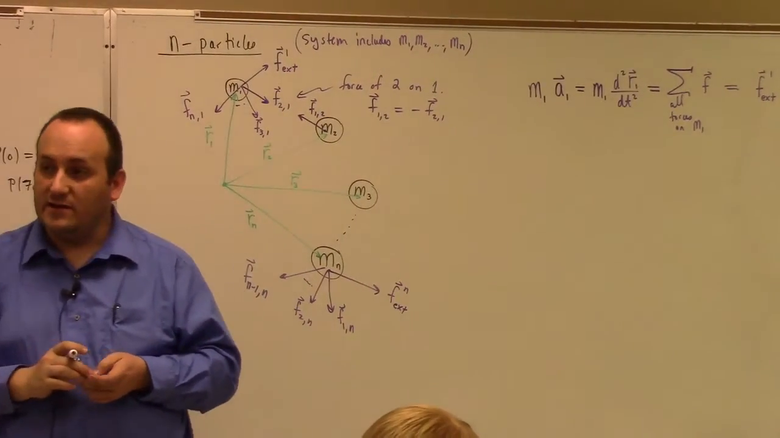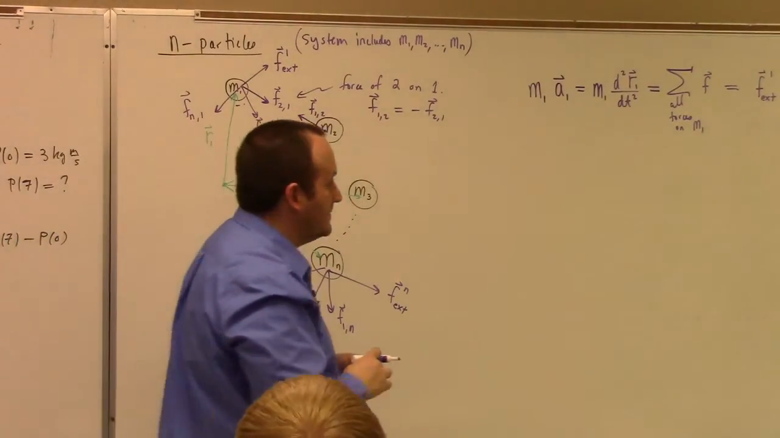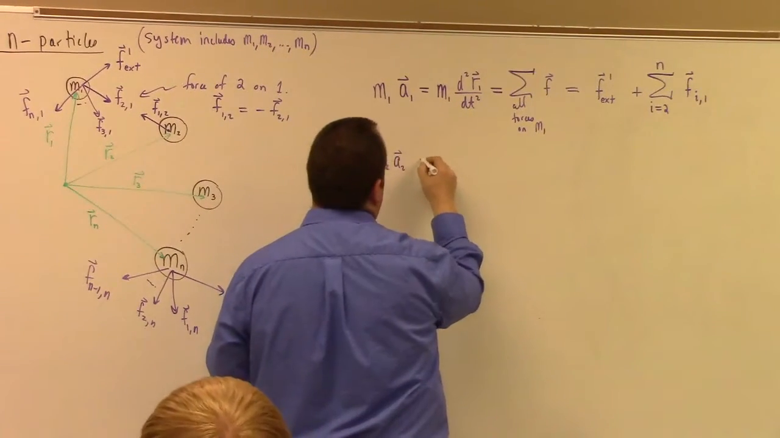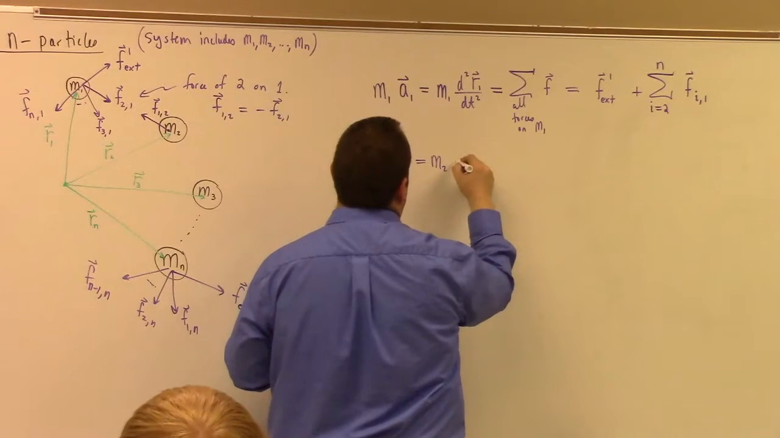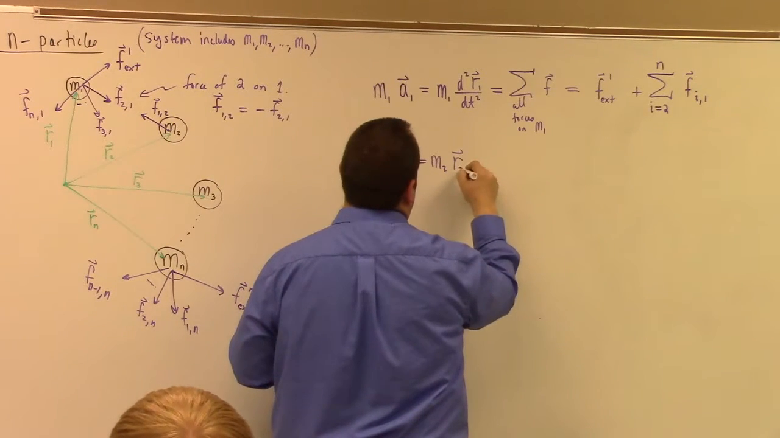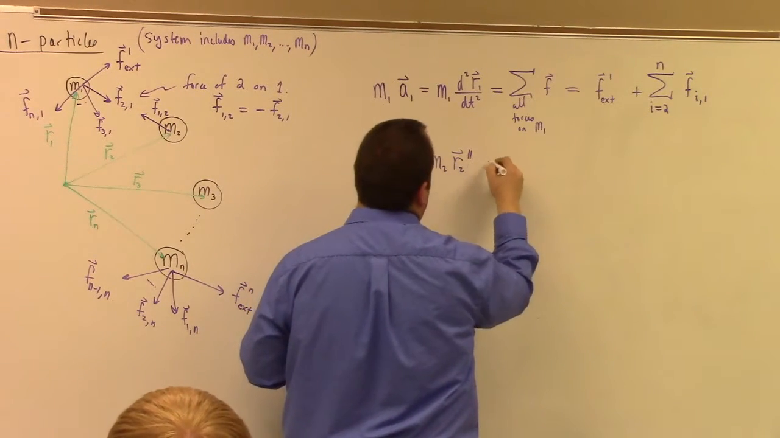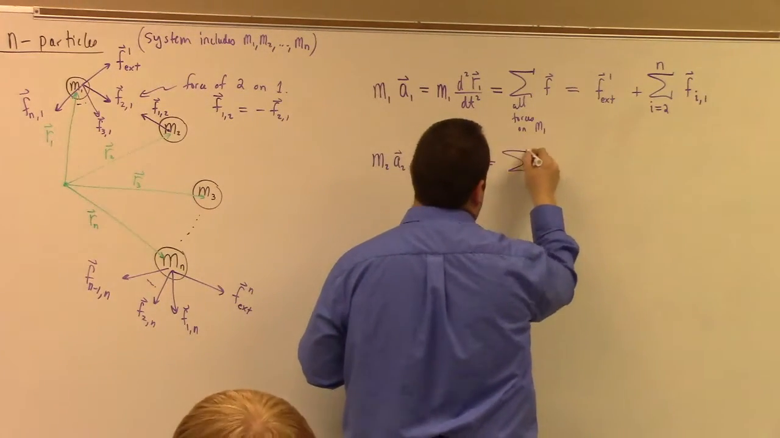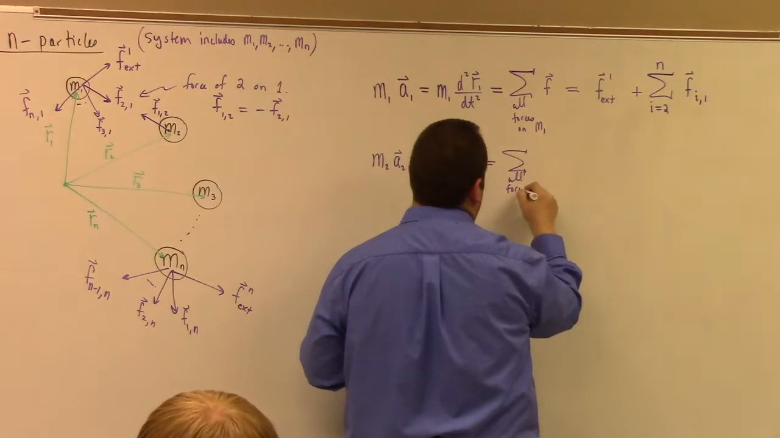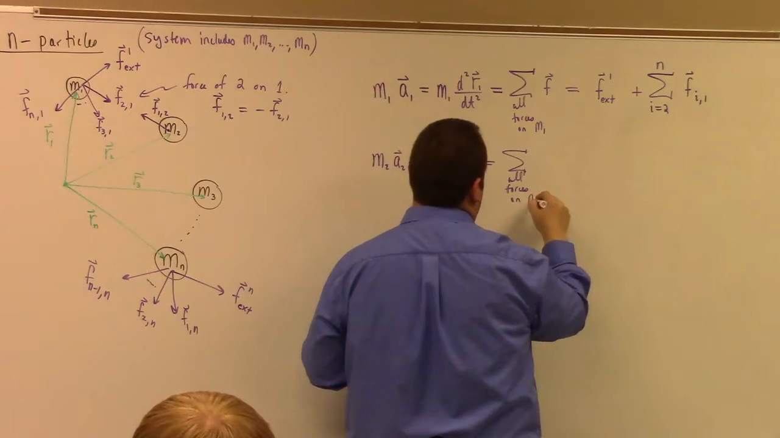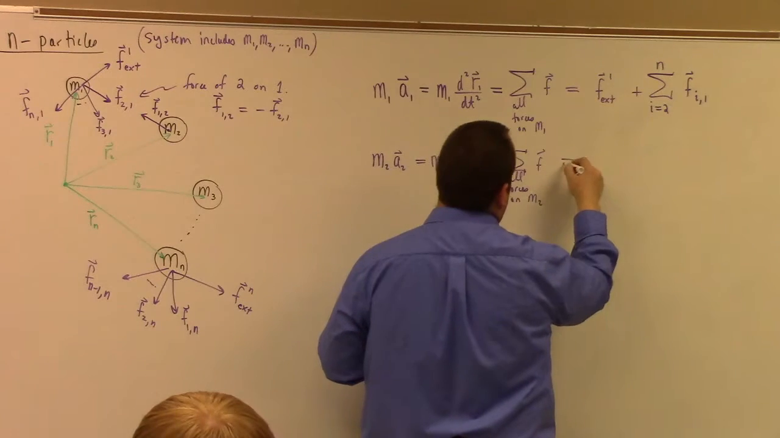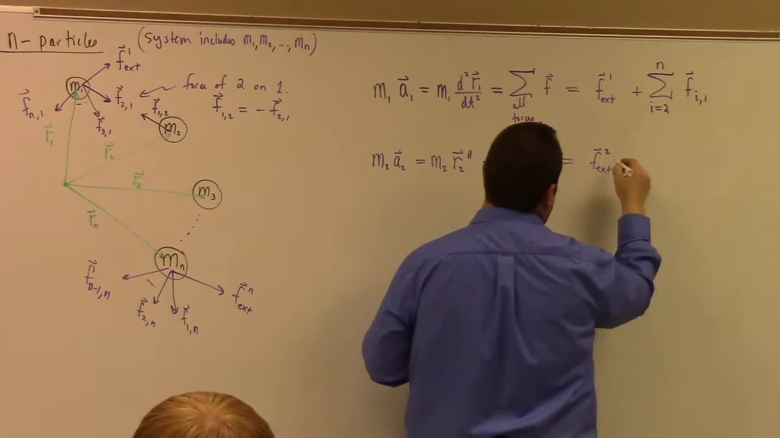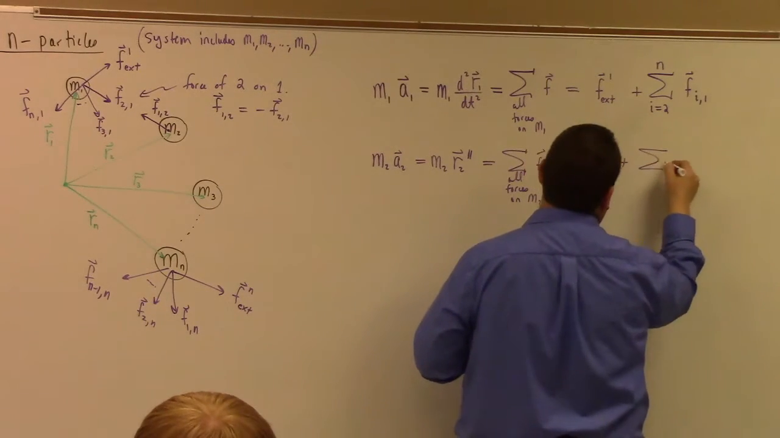And then we can look at Newton's second law for the second mass. We'd have M2 A2, right? M2, I guess I could use this notation, R2 double prime. That would save me some writing. Well, that would be equal to, again, the sum of all the forces on M2, right? In particular, there's the external force on 2, right? Plus what? Plus the sum.